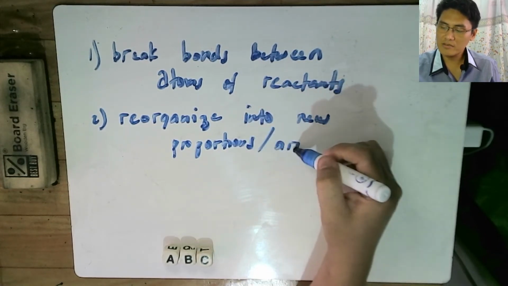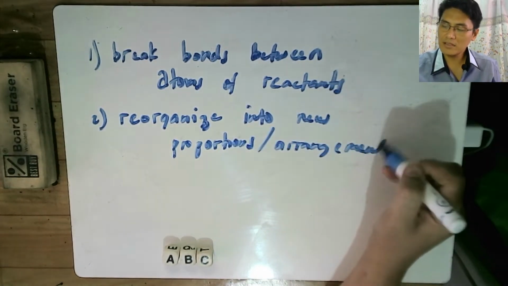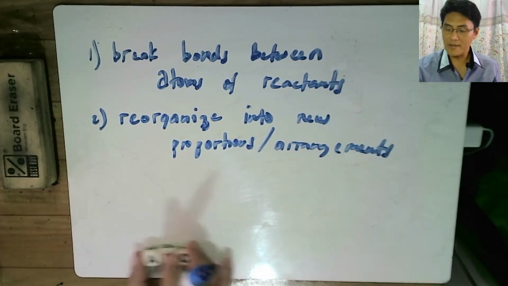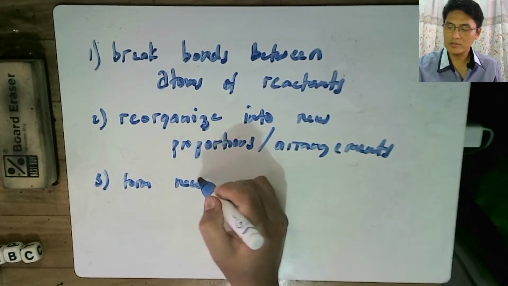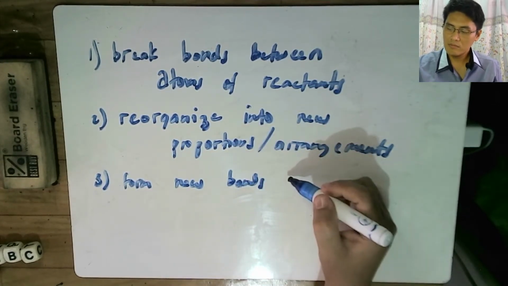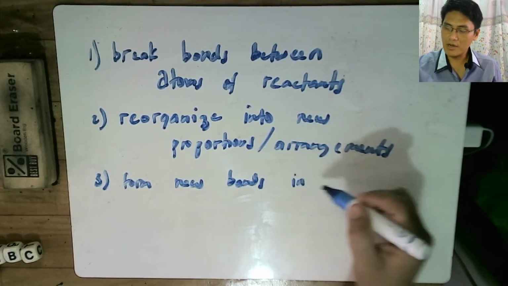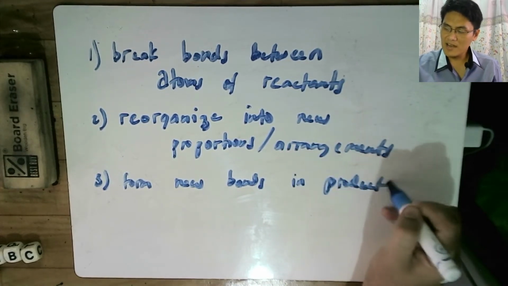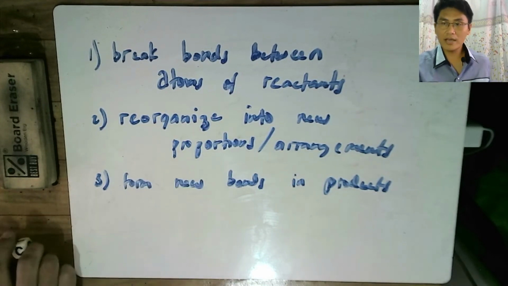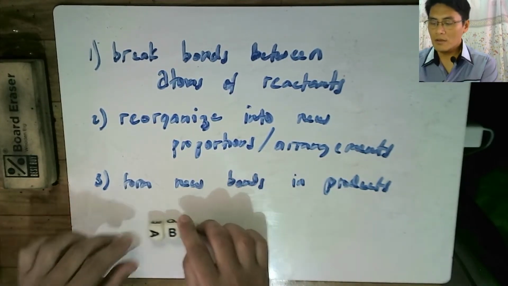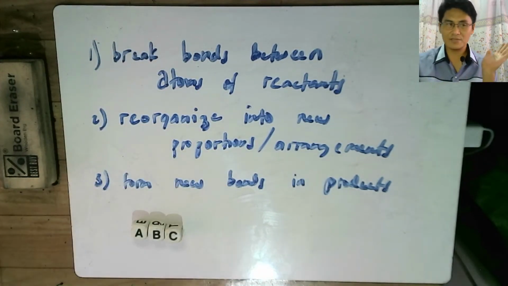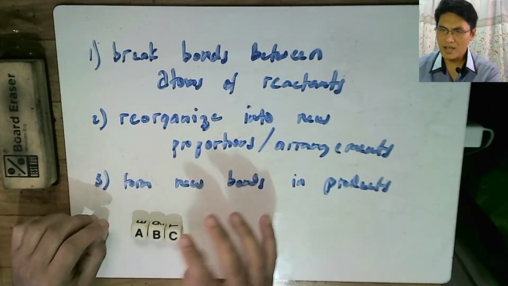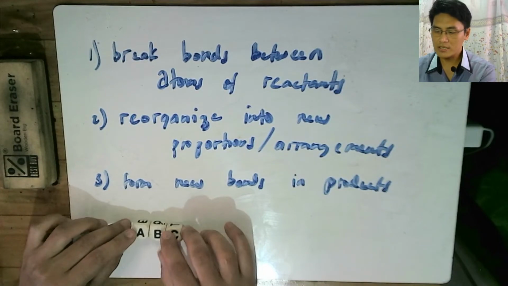Proportions or arrangements. Right? So the atoms must be rearranged in a new way. And then number three, you must form new bonds. And in this case, this happens in products. But again, as I have told you, this is also a little bit of a simplification, because we numbered this 1, 2, 3 as if there's a specific order for this.